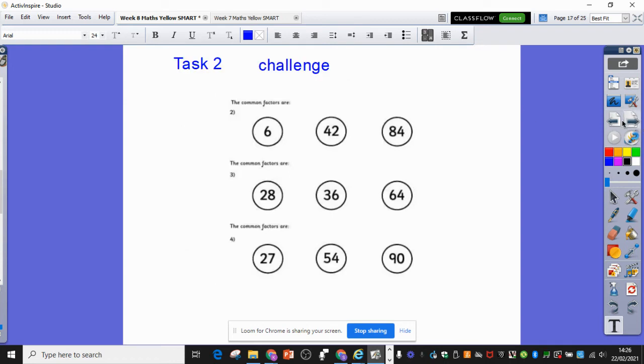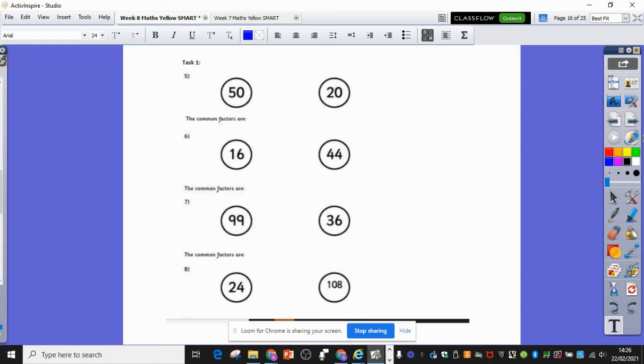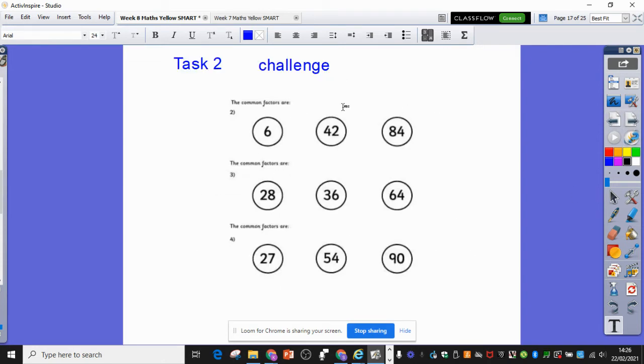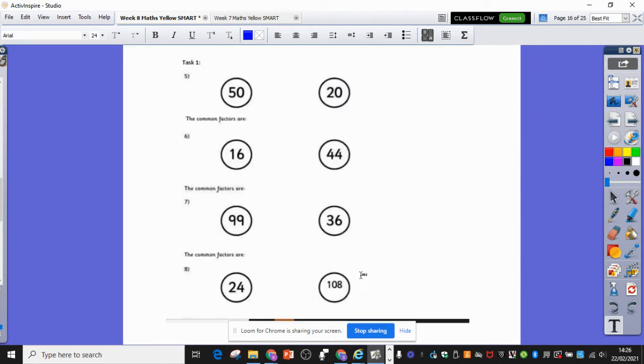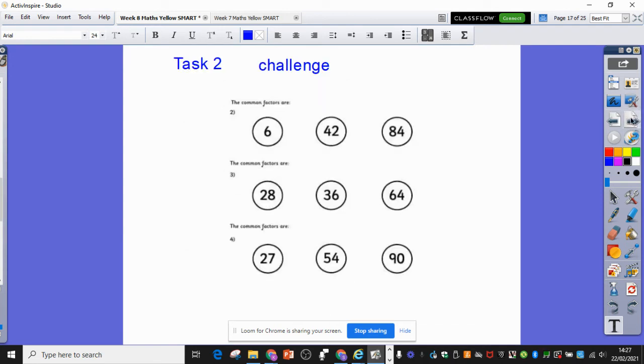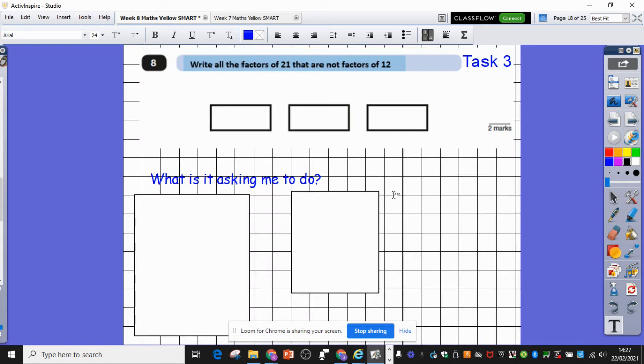Now, task 2 is a challenge task. If you're very comfortable with this one, then you could do 1 of these and move on, or you can leave that and move on to task 3, which is a little bit more challenging for you. So I'm leaving that in your hands. When you've completed that, if you found that quite easy, you could move on and do 1 of these and then move on to task 3.